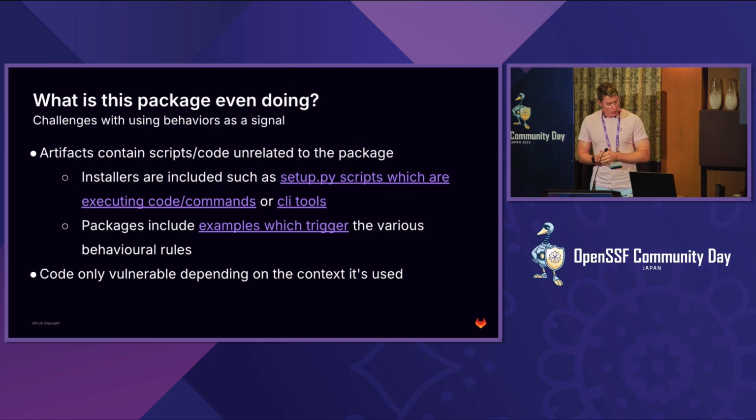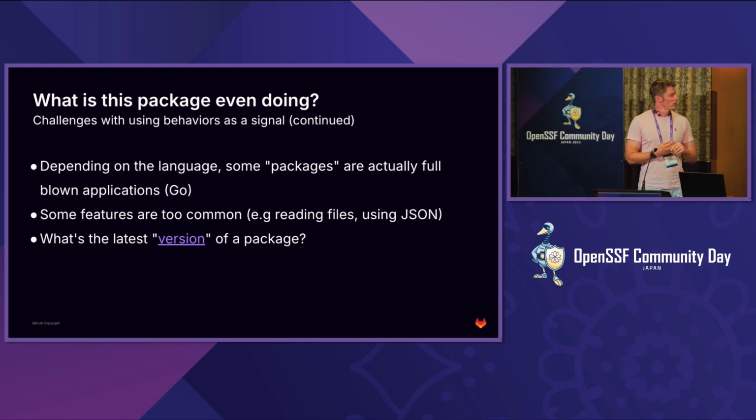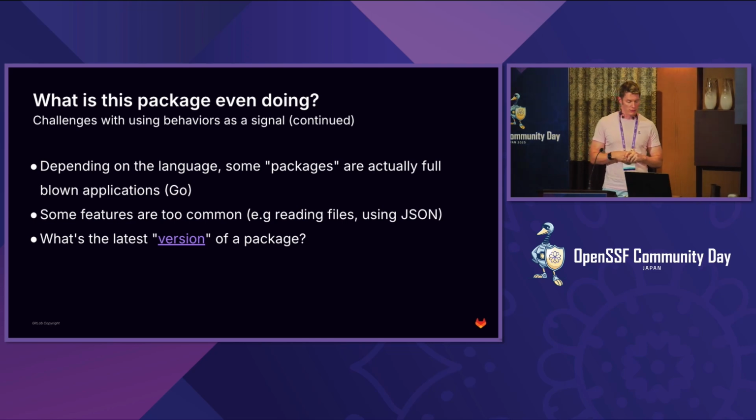Some other issues: code that's only vulnerable depending on the context it's used in. This is a hard one. If you have a function that executes an OS command, but that's only called with a hard-coded string from one place in an application, sometimes it's really hard to determine if it's actually vulnerable, or exploitable, I should say. Another issue is particularly impacting Go, because when you publish a Go module, it can actually be a full-blown application. So you can say, here's my full application, and then Go's artifact registry, their Go proxy, will basically store it, and then we can just pull it down as a Go module. So it looks like a dependency, but it's actually a full-blown application.